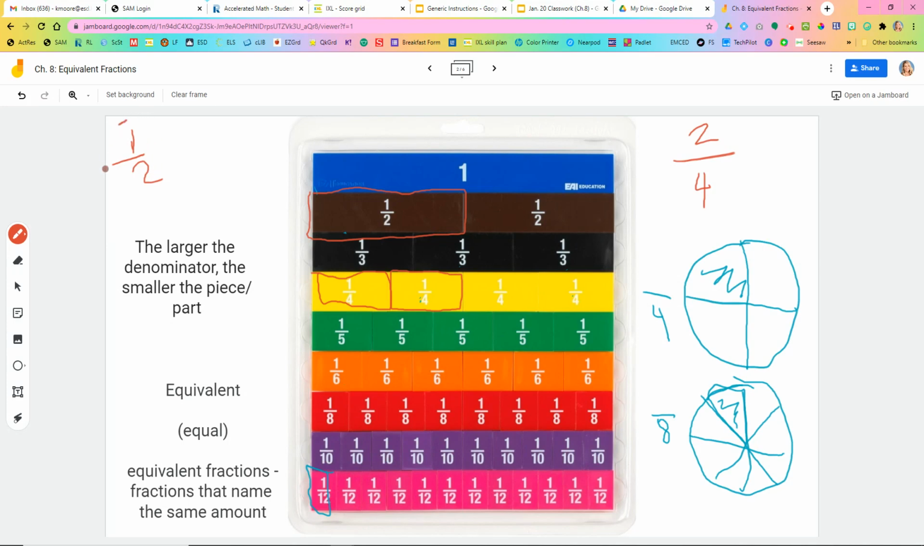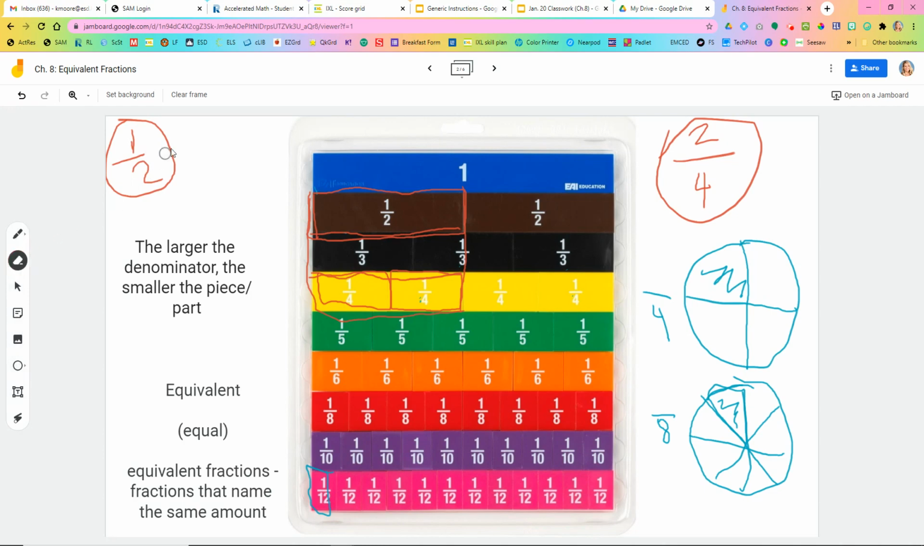How my fractions look different. Those are two completely different fractions, but really they name the same amount, because if you look right here, my 1/2 and my 2/4 are exactly the same size. So even though they look different, these fractions name the same amount.